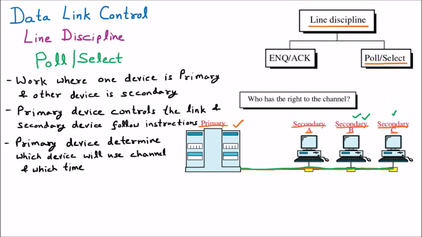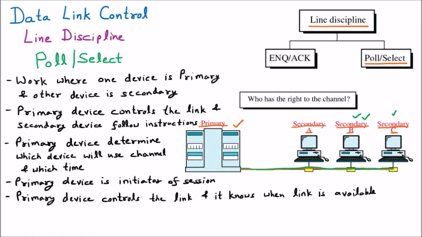Or we can say that the primary device is the initiator of the session. So the primary is the initiator of the session, meaning it will start the communication. Whenever there is a client and server relation or primary and secondary relation, it is the primary who decides when to start. So the session will be started by the primary only. The primary device controls the link and knows when the link is available. We know that the primary is the main device which controls the complete channel or link.